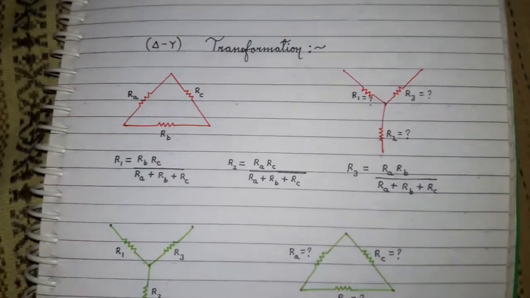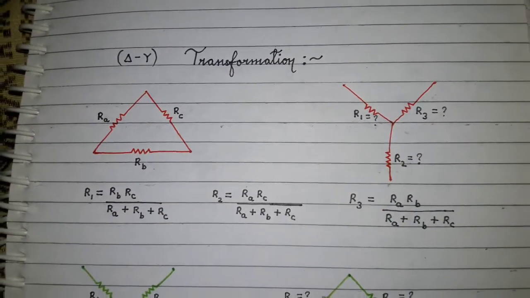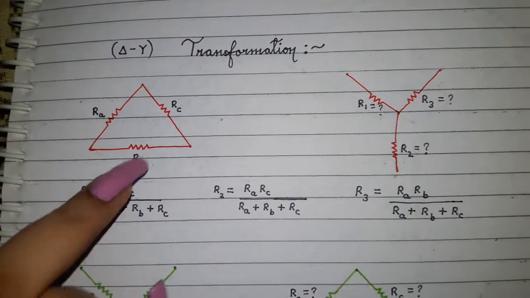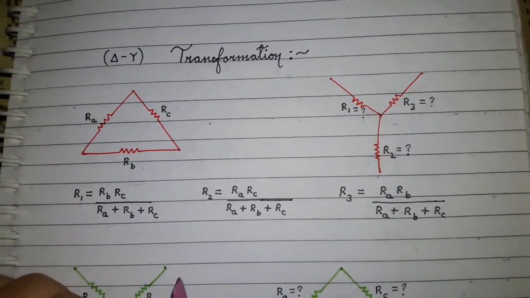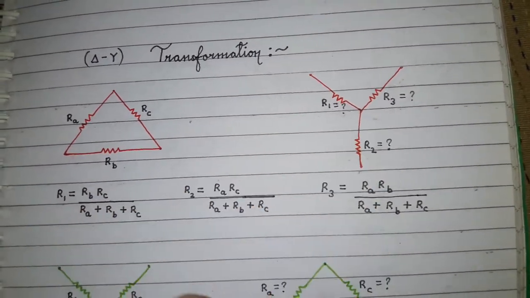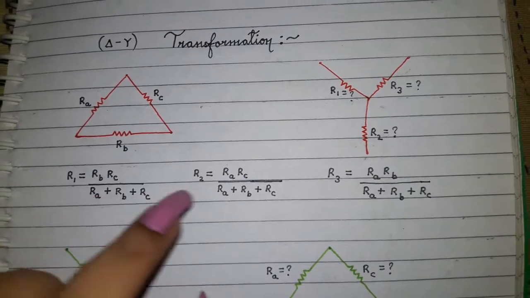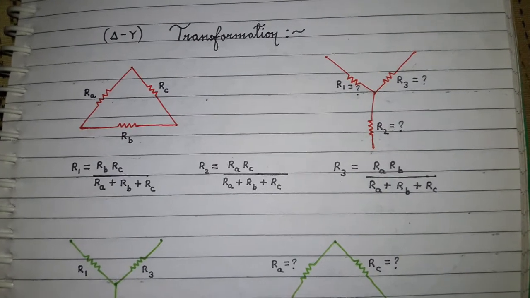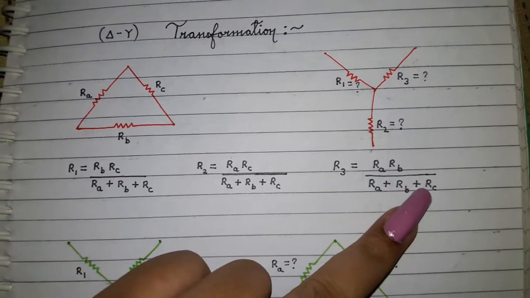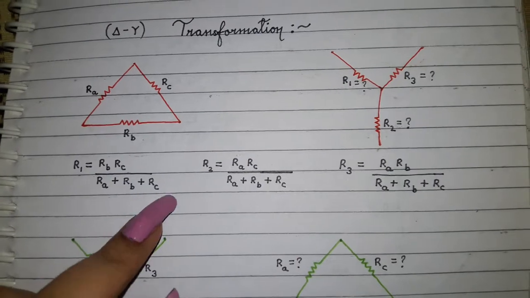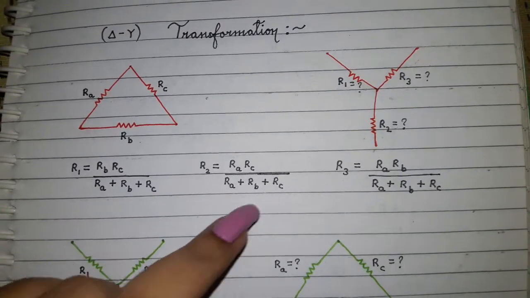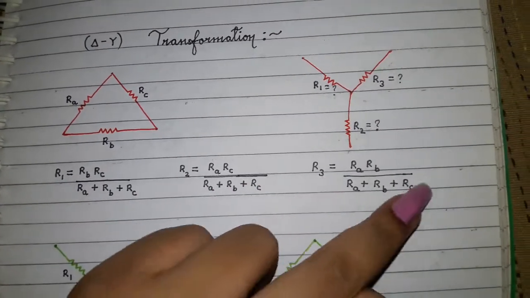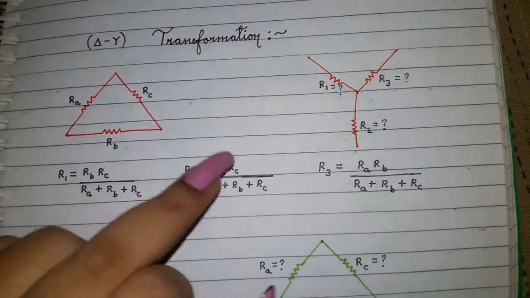Now we shall be dealing with delta to star conversion. Suppose you are given a delta connection with resistances RA, RB and RC and you want the equivalent star connection with R1, R2 and R3. You can easily calculate R1, R2 and R3 using these formulae. An important thing that you have noticed is that the denominator is the same, which is RA plus RB plus RC. This is the common denominator for all the calculations regarding R1, R2 and R3. The denominator is the same, but the numerator is not.